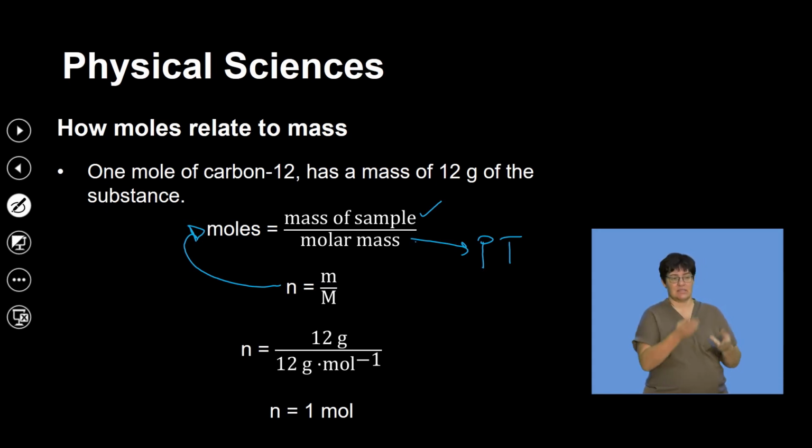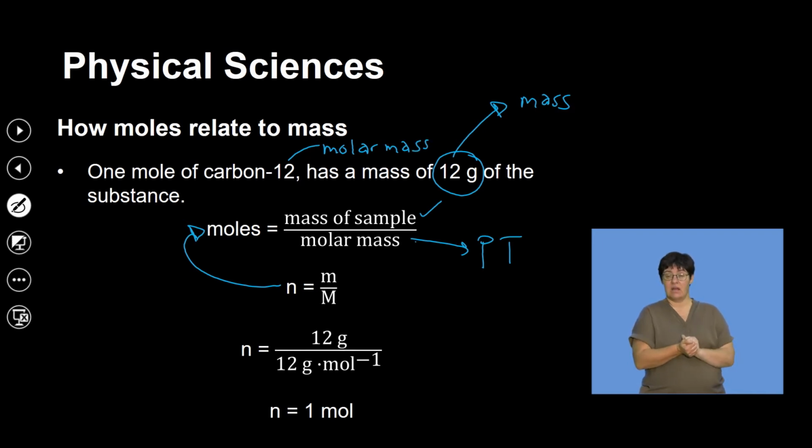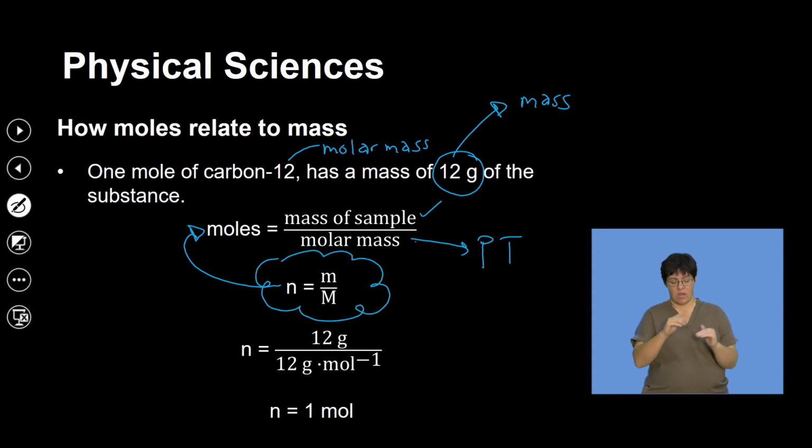If we talk of a mass of 12 grams, 12 grams is the mass of the sample. And the molar mass of carbon is 12 grams per mole. So this is molar mass. Now, mathematically, the equation is moles equals mass over molar mass.